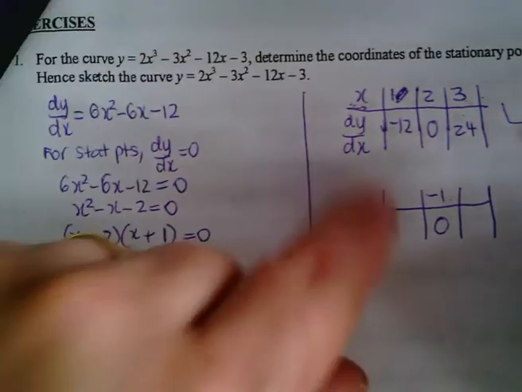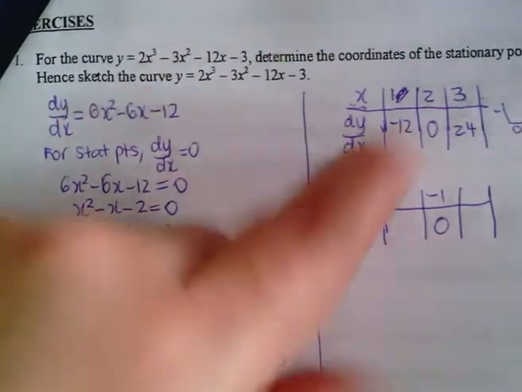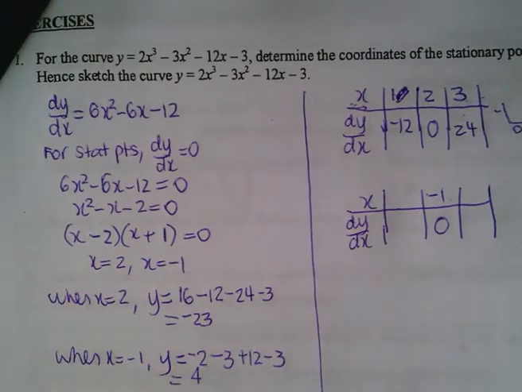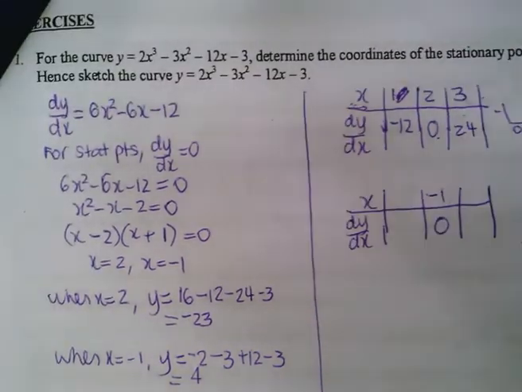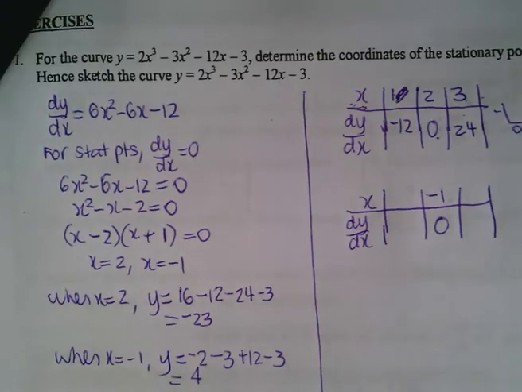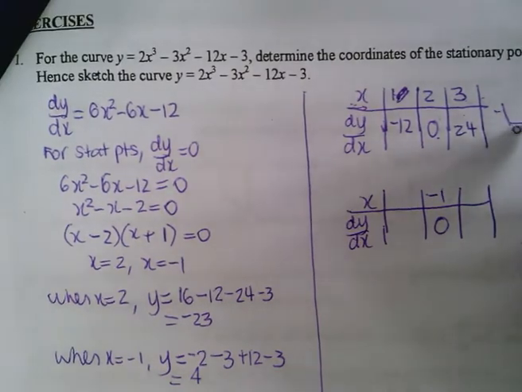Are you okay with this? Negative gradient, 0 gradient, positive gradient. Do you see it? Before x is 2, the gradient's negative. When x is 2, the gradient's 0. And after x is 2, the gradient's positive. Negative gradient, 0 gradient, positive gradient. Minimum turning point at 2, -23.